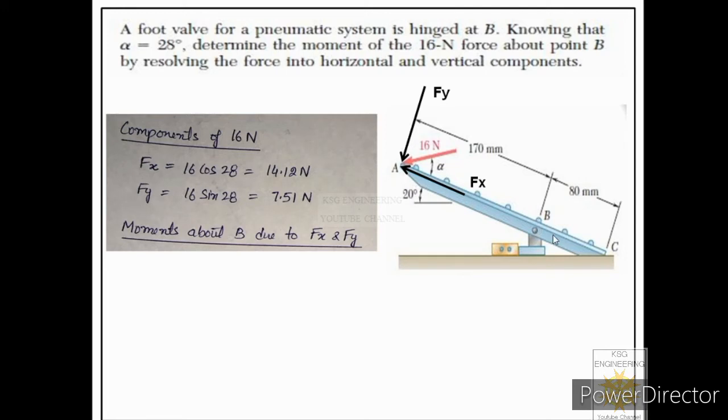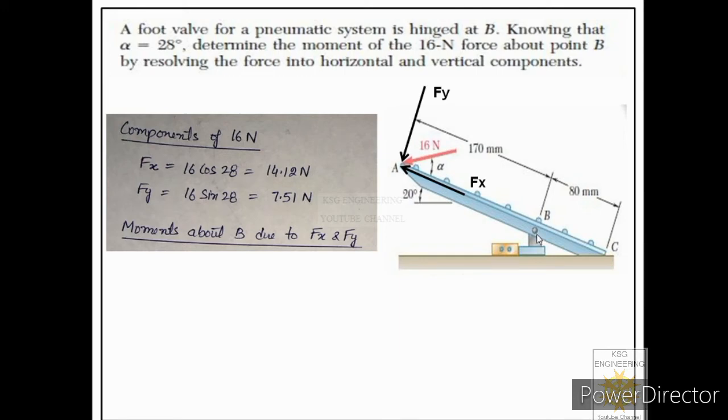So moment arm is 0. So we can say moment because of this particular component will be 0. So we are only left with this component. If we have to find the moment because of this component, we have to first see its perpendicular distance from the moment center. The perpendicular distance of the line of action of this force from moment center is mentioned here as 170 mm. So we'll multiply this moment arm with the magnitude of this component. That will be the moment because of this component about moment center B.